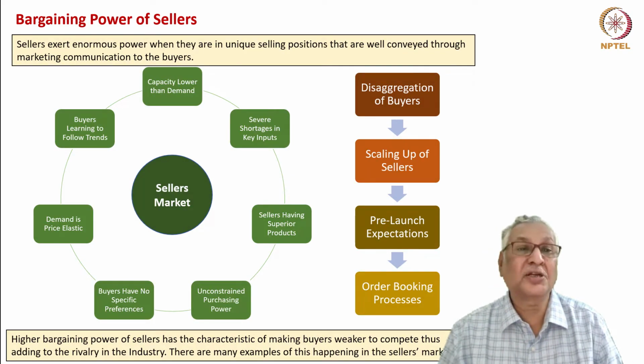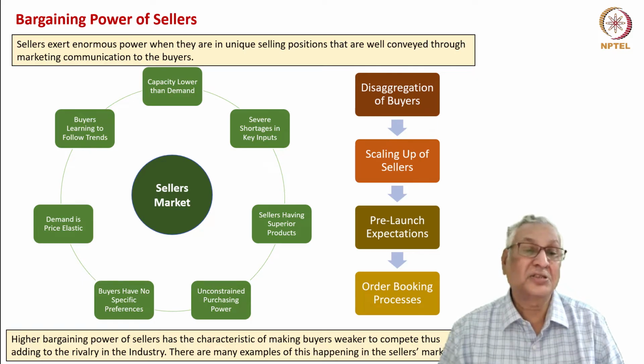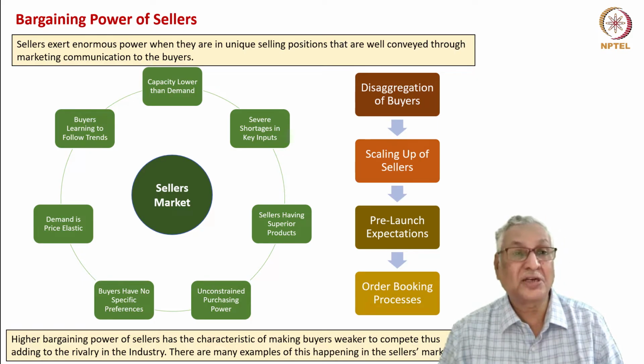Then we have the concept of bargaining power of sellers. Just as there is a buyer's market, there also tends to be a seller's market. Sellers exert enormous power when they have unique selling propositions that are well conveyed through marketing communication to the buyers. Suppose you have an agarbatti which doesn't have any chemical, or a mosquito repellent which doesn't have any chemical, or organic food items that are well priced but do not have any chemicals. All of these things are conditions by which the sellers could exert power over the buyers.